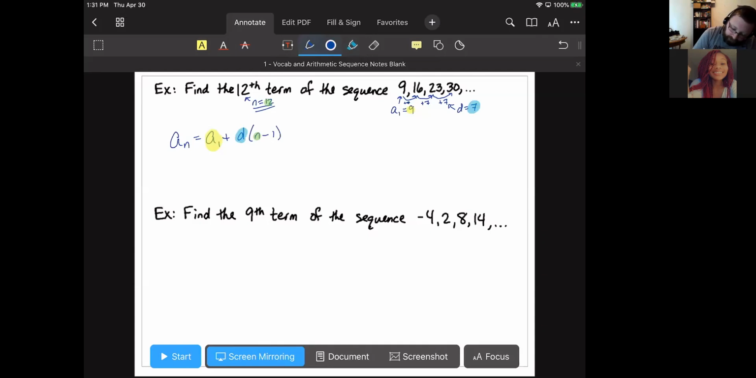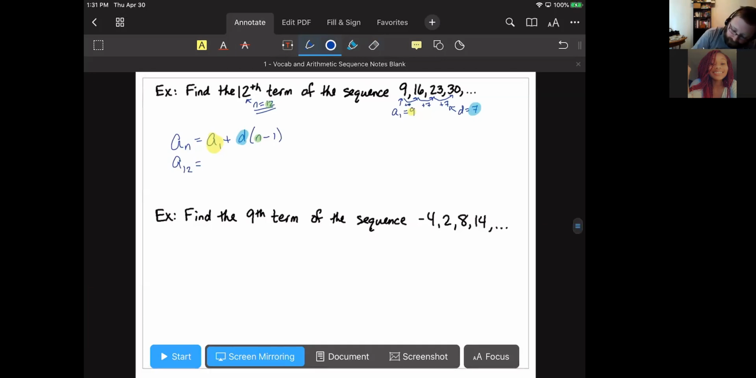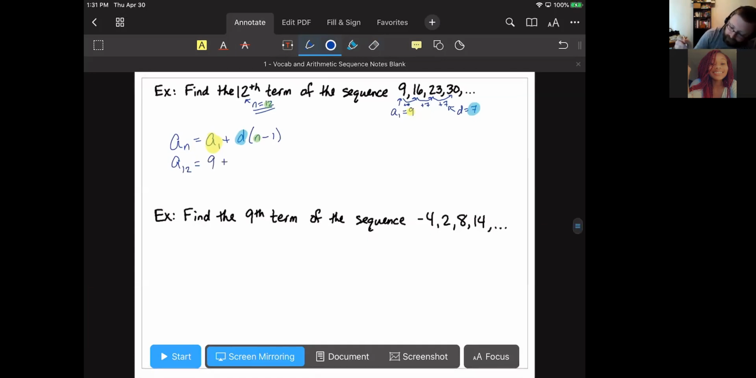So that would be the nth term, which in reality we shouldn't write a sub n anymore because we're asked to find the 12th term. So the 12th term, a sub 12, is equal to the first term, 9, plus the common difference, 7, times the term number 12 minus 1. Then we just simplify that down to a single number.